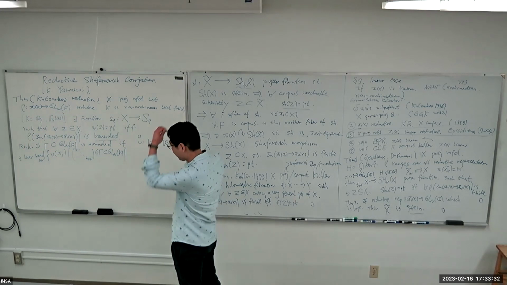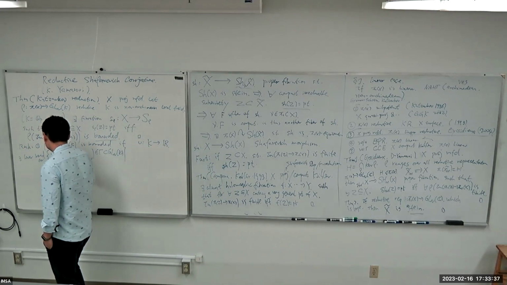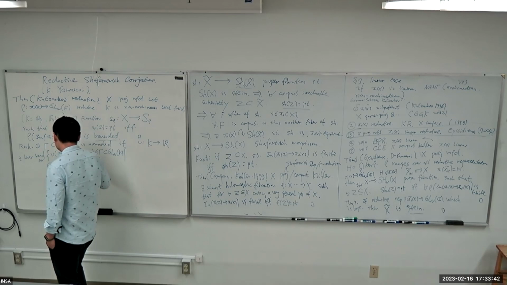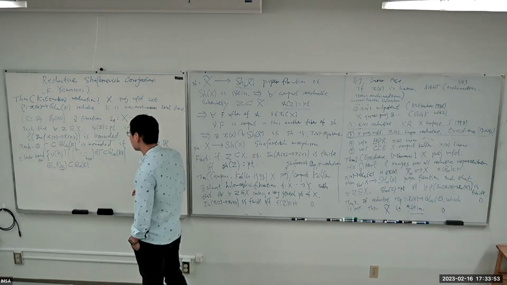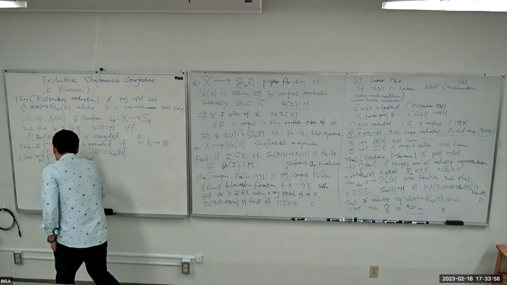So for instance, the typical example is GL_n(O_K). It's a bounded subgroup, because every element has valuation at least zero, because this is the definition of O_K. This is a bounded subgroup.